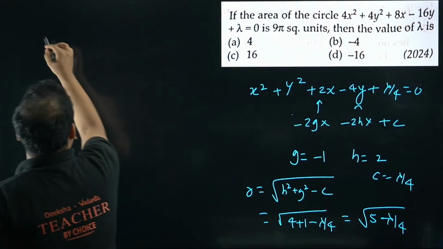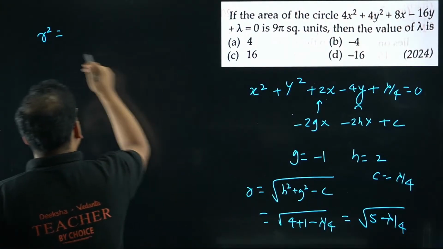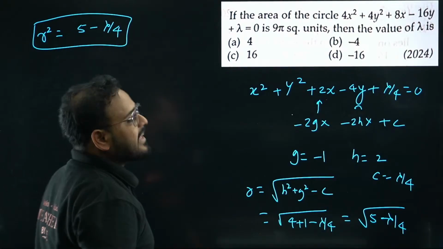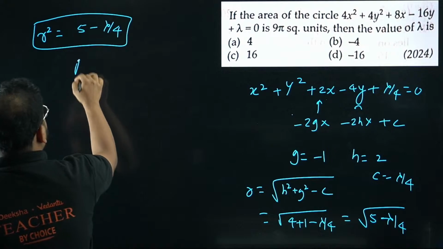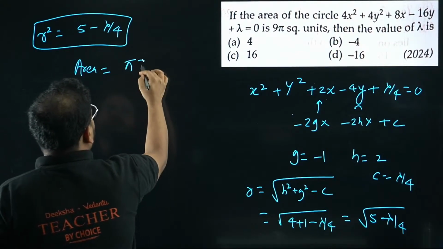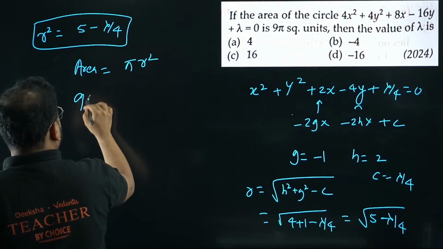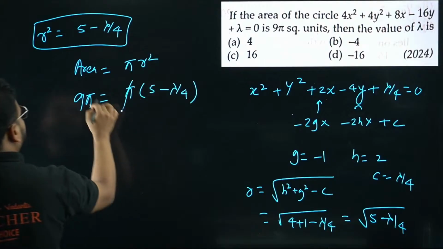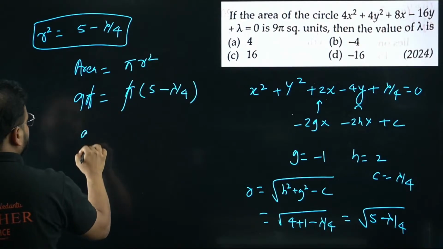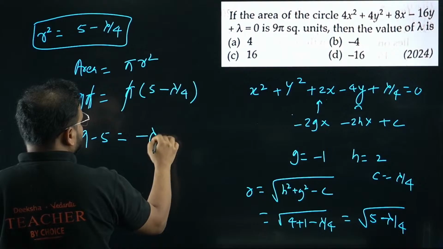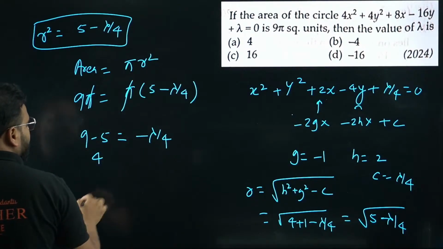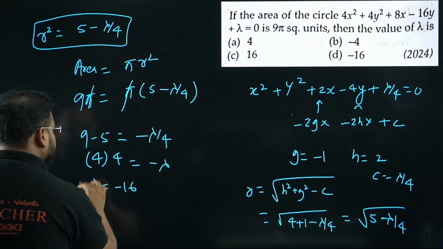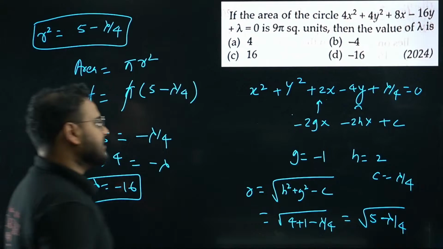Okay, so I can write here r square. Now r value is that root, so the square will become what, dear? 5 minus lambda by 4. That is my value of r square. They're saying area is given as 9 pi. We have the area of circle given by pi r square. We have the value 9 pi here. We have the value here pi times 5 minus lambda by 4. Pi cancels. We'll move here. 9 minus 5 equals minus lambda by 4. This will become plus 4. Multiply this with 4 to get this as minus lambda. It means lambda will become minus 16. Option D is correct.